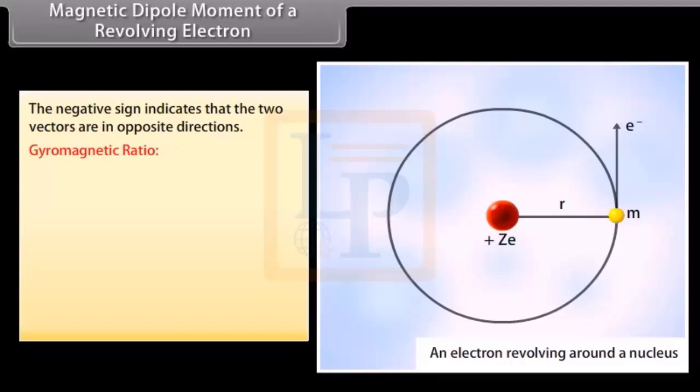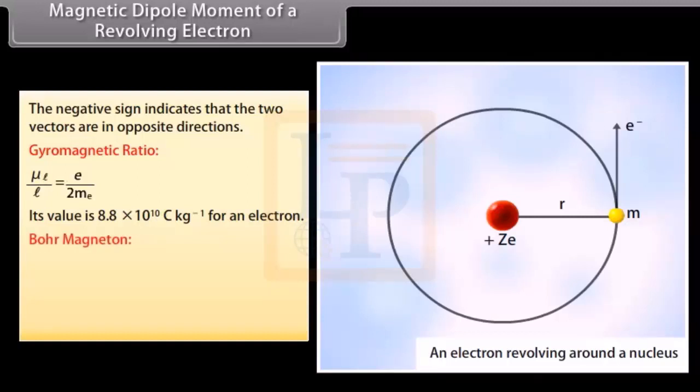Gyromagnetic ratio. Mu L upon L is equal to e upon 2 m_e. Its value is 8.8 into 10 raised to the power 10 coulomb per kilogram for an electron. Bohr magneton. Mu B is equal to eh upon 4 pi m_e. Its value is a constant and equals 9.27 into 10 raised to the power minus 24 ampere meter squared.